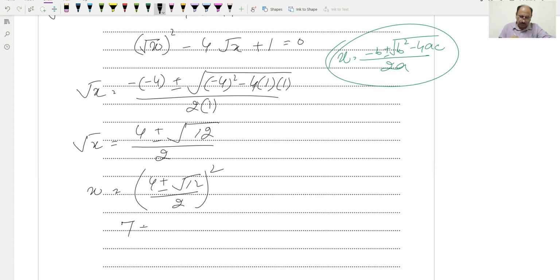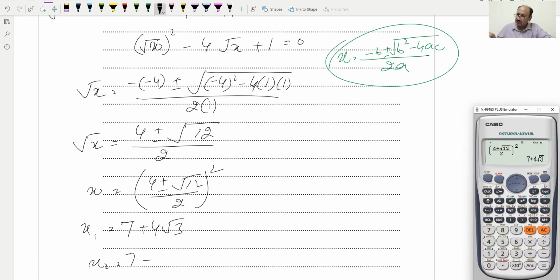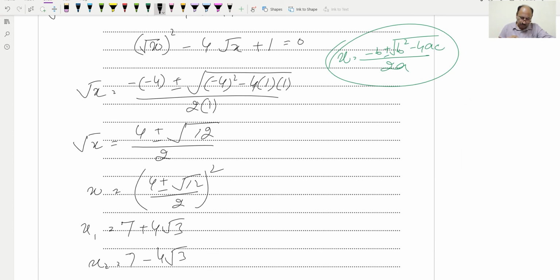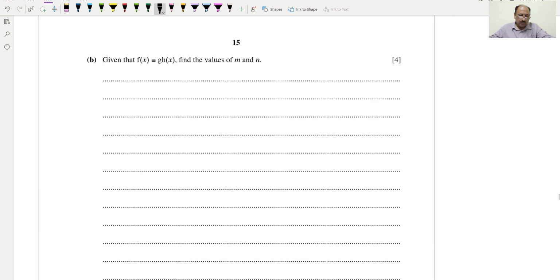So 7 plus 4 root 3 will be the x1 value, and the x2 value, if we take minus over here, will be 7 minus 4 root 3. So we can combine and write this as 7 plus minus 4 root 3, and this will be our answer for this part. Hopefully you understood this. Now this is part B, and part B says: given that f of x is equal to gh of x, find the values of m and n, and this is a 4-mark question.